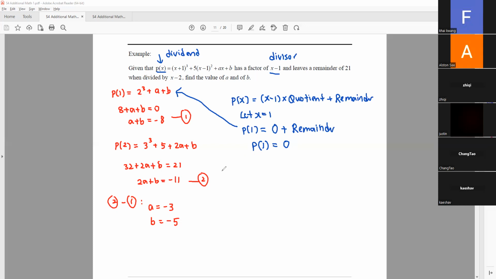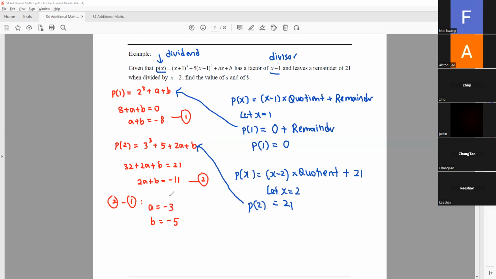Okay, the long form for this part is what? When this is divided by x minus 2, the question says that the remainder is actually 21. So remainder is 21. So to get rid of the quotient, we let x be 2. So you can see that this becomes P(2) and this becomes 0. So P(2) is just equal to 21. And P(2) is just this thing. And that's how we form the second equation.